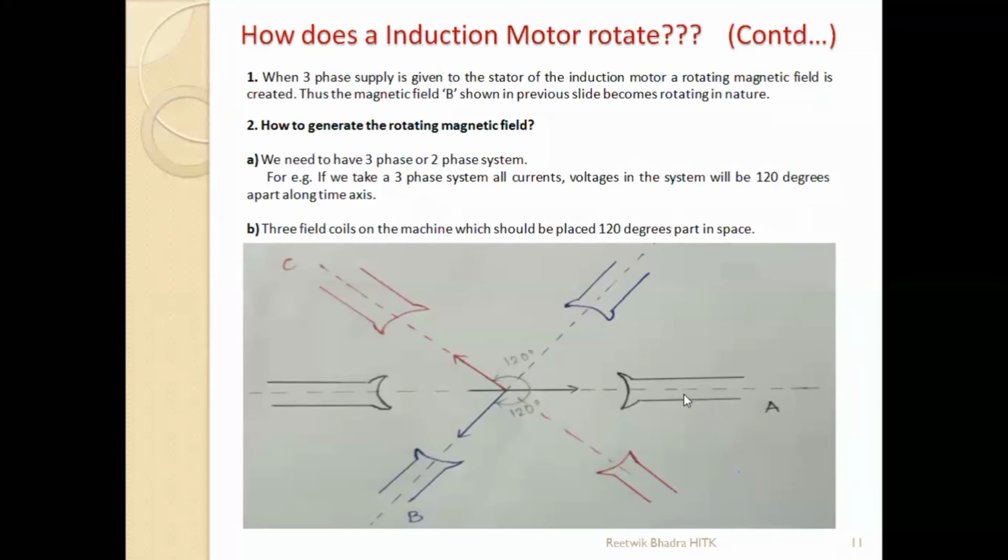This black pole is given supply from A phase. A phase is starting from 0 and this is fixed at the 0 point. After 120 degrees, we place another pole. In space also, they should be fixed like this. This is the whole area of the stator. They are placed like this. In the stator, this side will be one pole, this side will be one pole, this side will be one pole. Like this, you have to place the poles in the stator.